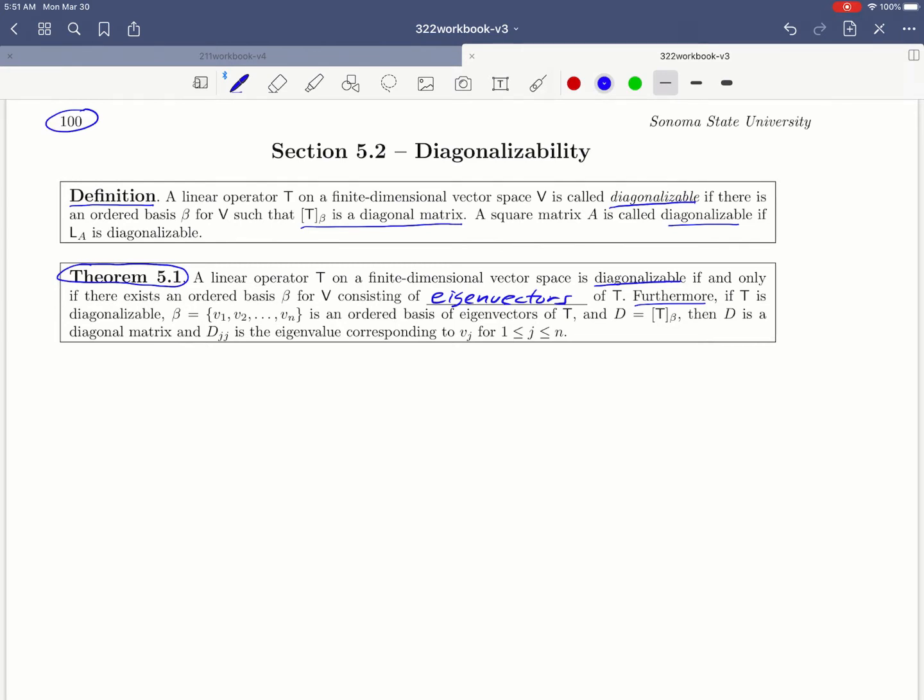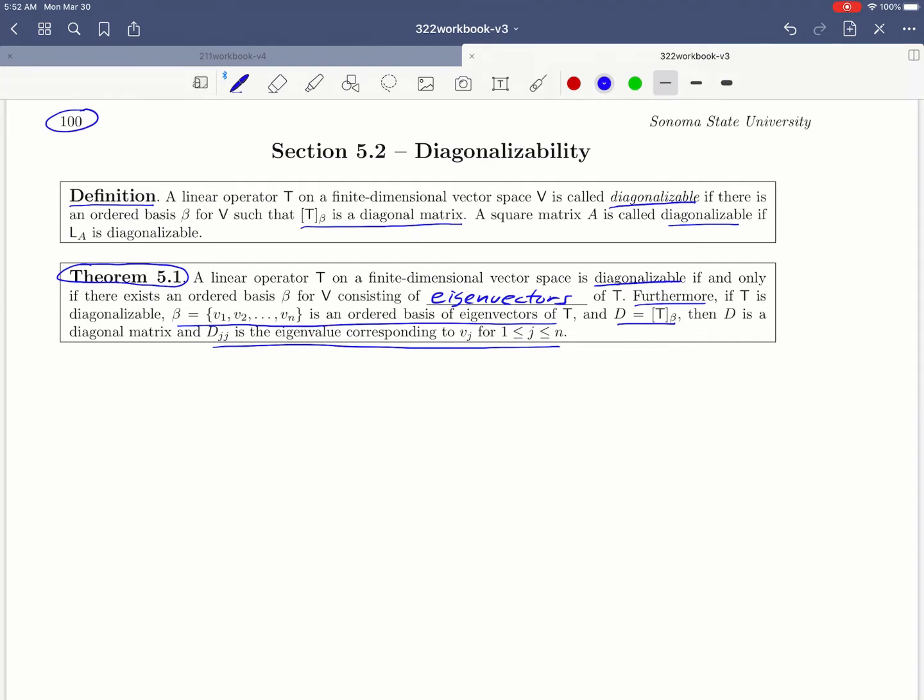If we start with an ordered basis of eigenvectors and we form the matrix relative to that basis, then it turns out that the matrix of our transformation, the thing that we're calling D, is going to be a diagonal matrix that has eigenvalues along the main diagonal. That's basically what this statement here is telling us.